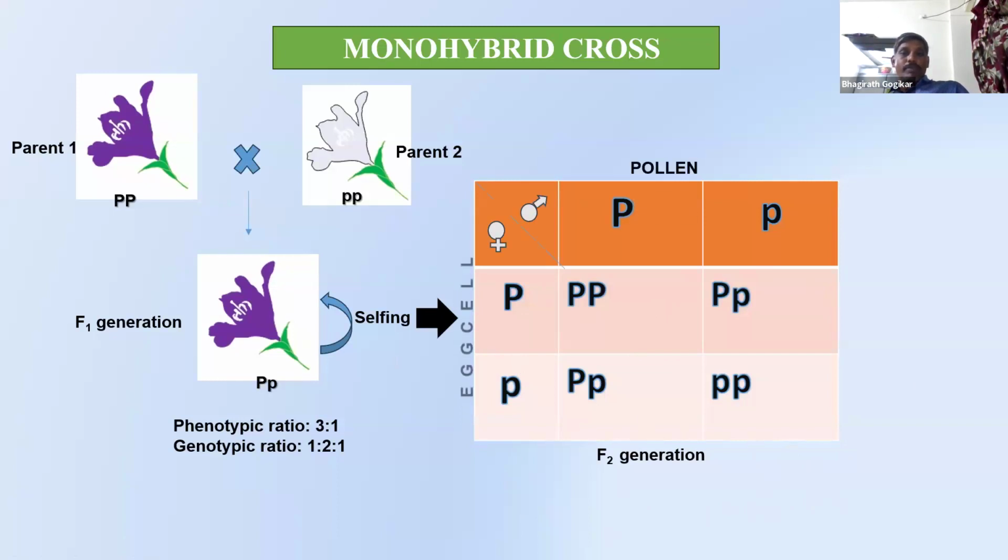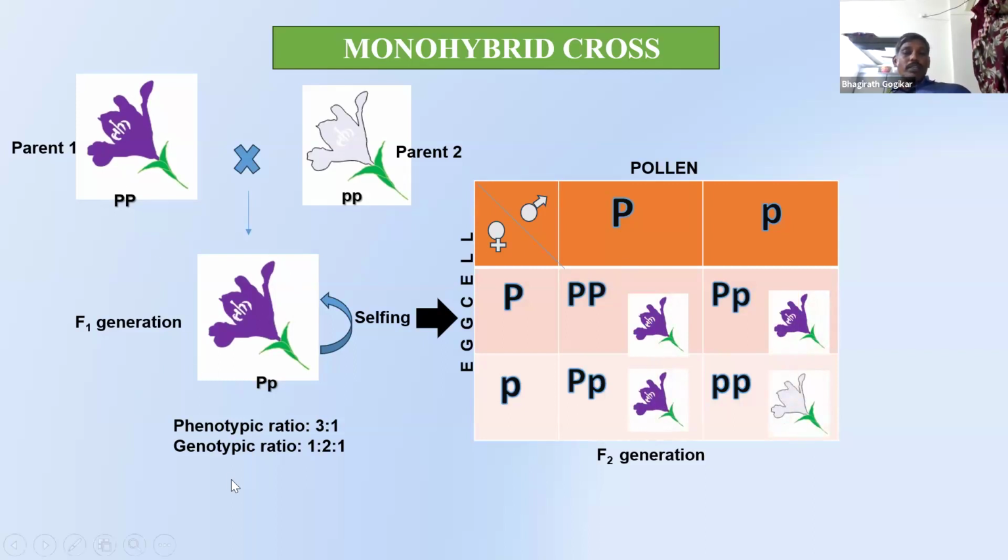Okay, so these are the male gametes and female gametes. By fusion, we can see like this, we get the flowers. Three are purple, that's why three purple and one white. That is the phenotypic ratio, 3:1 always in the monohybrid. And the genotypic ratio is 1:2:1.